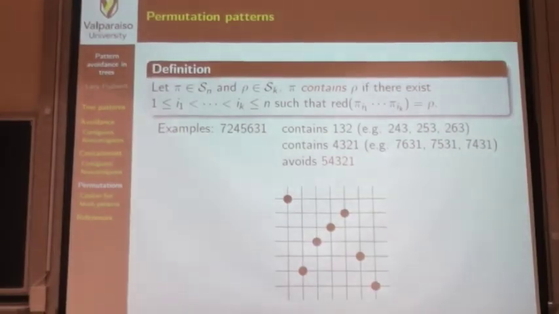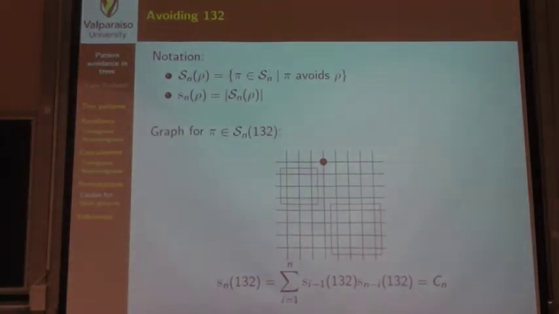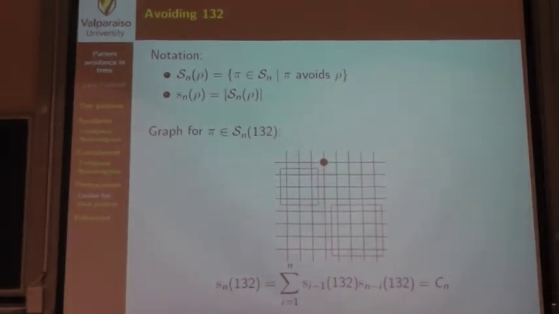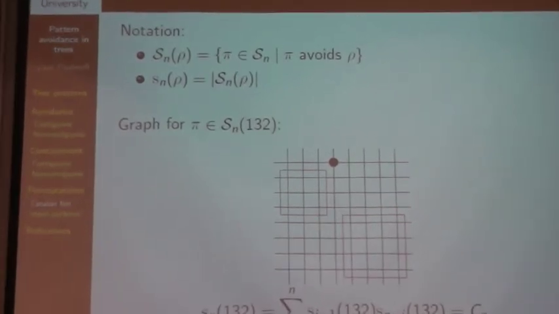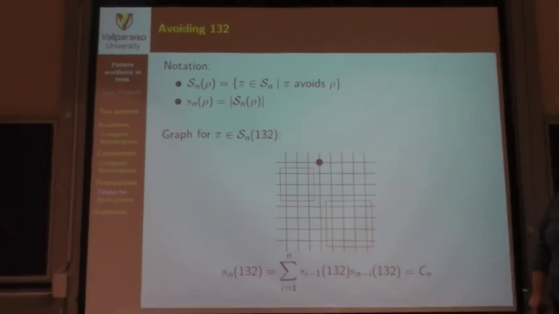Okay. So my notation for pattern avoiding permutations is up here. Script S sub n was the set of all permutations. If you see parentheses with rho, I'm talking about permutations that avoid rho. And if you see lowercase s sub n, that's just the cardinality of that set. And what I really care about is permutations that avoid 1, 3, 2. And this is the graph of a typical permutation that avoids 1, 3, 2.